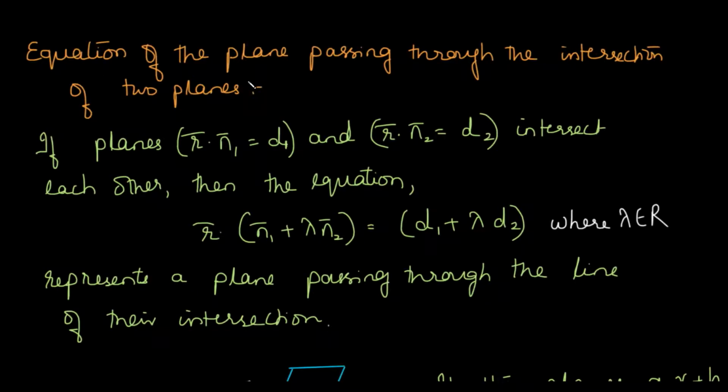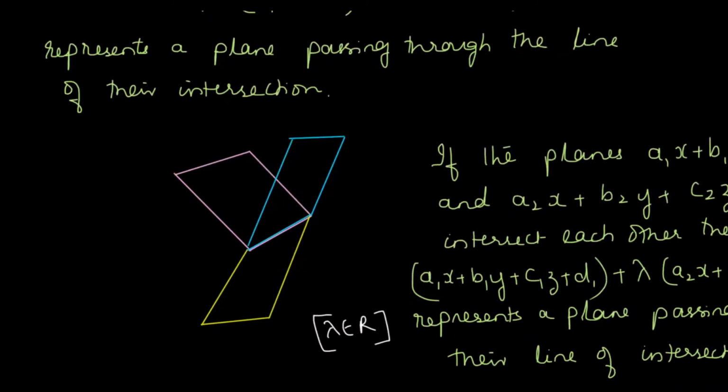We also will go through the equation of the plane passing through the intersection of two planes. So if two planes intersect, let me show you the figure first. Now these are two planes. You can see them in pink and yellow. These are intersecting with each other. We see that their intersection is a line, and if we draw a plane passing through this line, I'm showing you only one side of the planes, then it will have a particular equation.